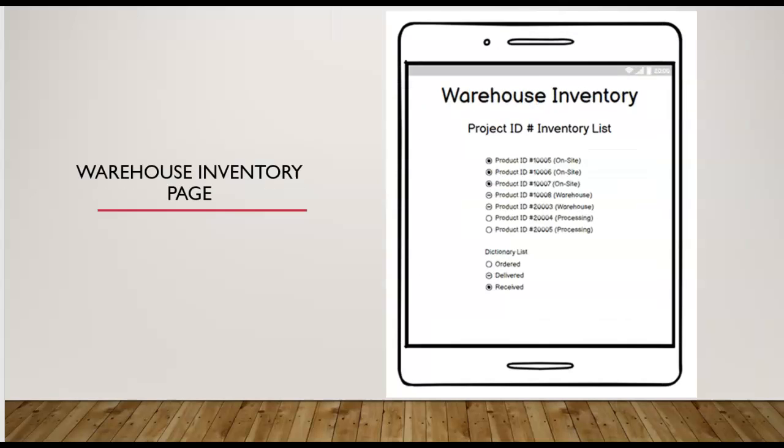So finally, we have the warehouse inventory page, which will be used through the warehouse department for tracking, receiving. But again, crew leads, project manager, office personnel, everyone can see this page. It's to track different IDs. So we have the product ID, the ID number, tracking number, and then we have whether it's on site, whether it's in the warehouse, whether it's still being processed, whether or not the product has been ordered, delivered, or received. So it's mainly just creating transparency throughout the different departments as to whether or not a product has been received or not.